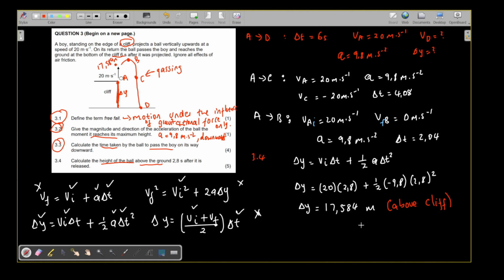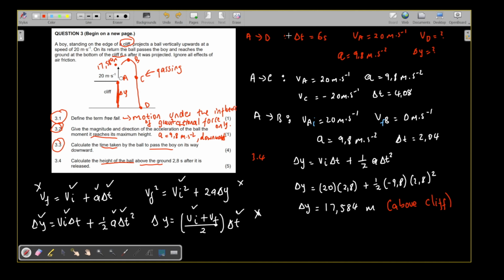But the question wants to know the height above the ground. So since you have the height above the cliff, if you also add the height of the cliff, then you're going to have your answer as the height above the ground. So we need to know how tall this cliff is. And for us to know that, we have to focus on A and D.